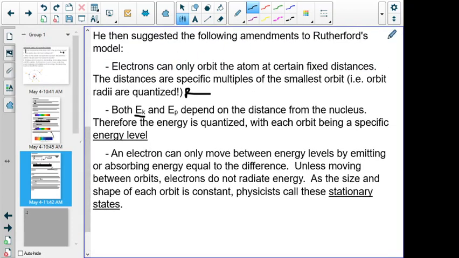So these would be the key amendments that Bohr made to Rutherford's model. Electrons are at certain fixed distances. Energies are at certain fixed amounts, depending on where the electron is. And then the one that's most critical to us in Physics 30 is that electrons can only move between energy levels by either emitting or absorbing energy. The amount of energy they have to emit or absorb is equal to the difference between the energy levels.